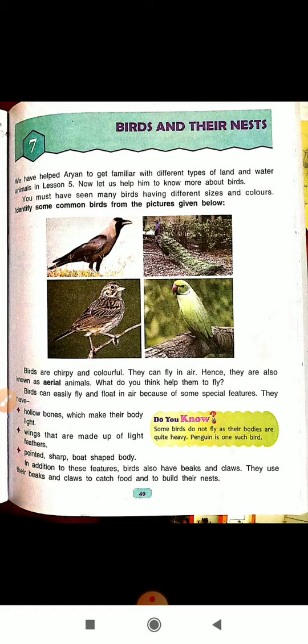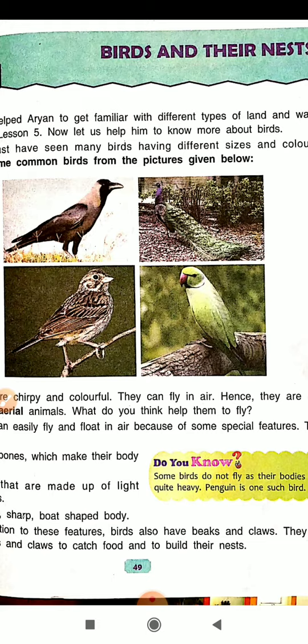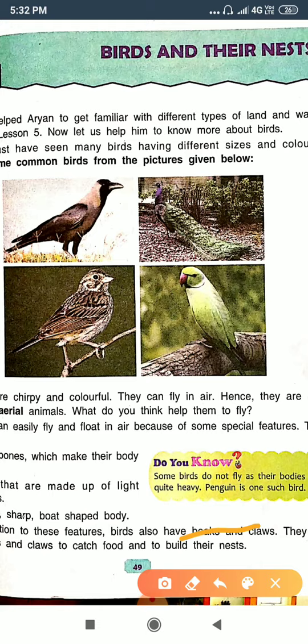And listen, besides these features, they have beaks and claws, and they use their beaks and claws to catch food and to build their nest. What are the uses of the beaks and the claws? The uses are to catch food and to build their nest. Okay, so these we have to learn. Now move to the next page, that is page number 50.